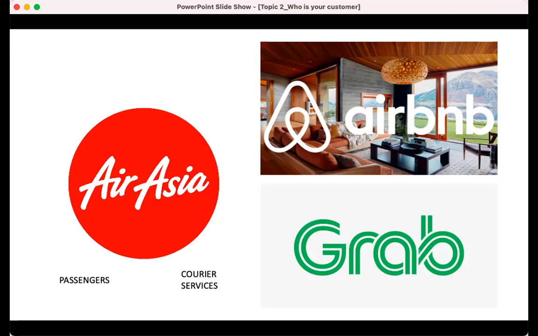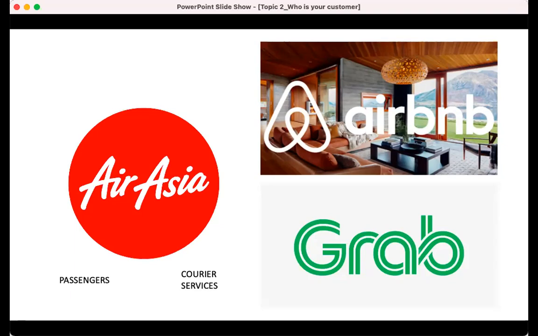So not just passengers, because passengers sit at the upper deck. The cargo deck is where you put in, other than your own luggage and baggage, all this cargo, right? The cargo includes all these parcels that you send with your courier services, right? So this is something that AirAsia is making money from.